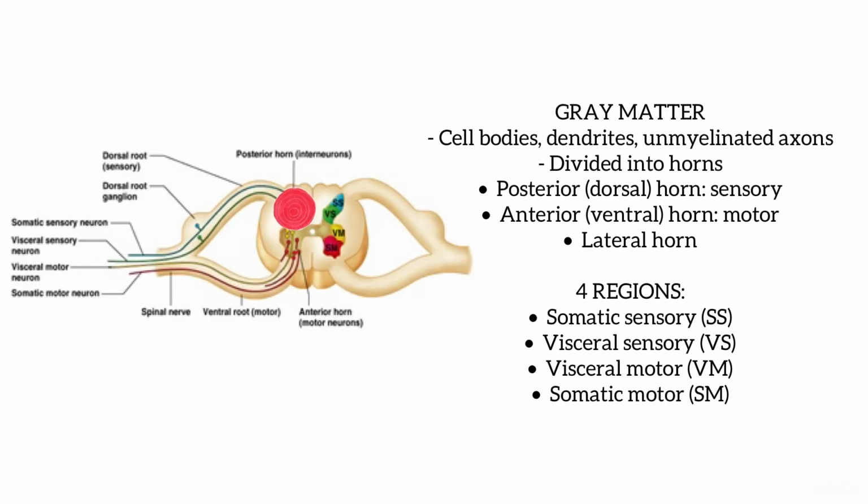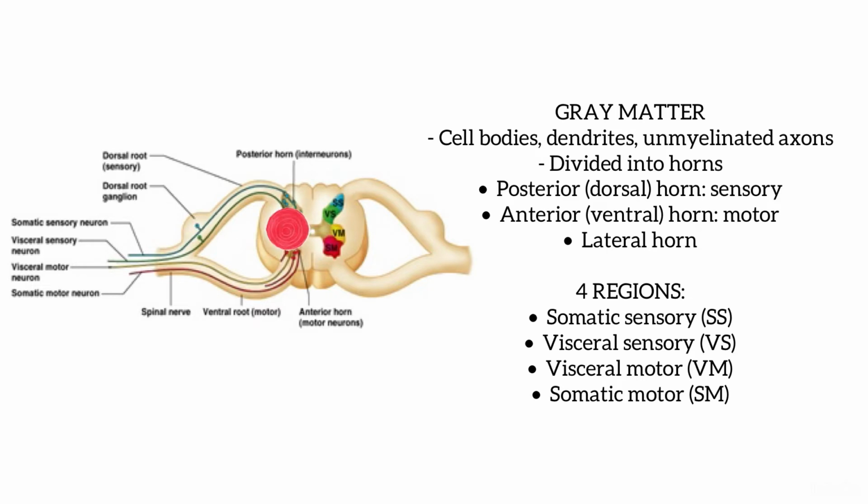Now let's talk about the gray matter found inside your spinal cord. So the gray matter is comprised of cell bodies, dendrites, and unmyelinated axons, and is divided into horns. So the posterior aspect, you call that your posterior or dorsal horns, and they mainly function for sensory integration. And then for the anterior portion, you call that your anterior or ventral horn, and that is for motor function.